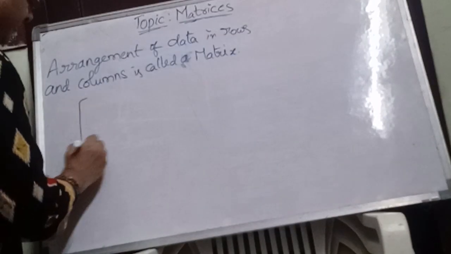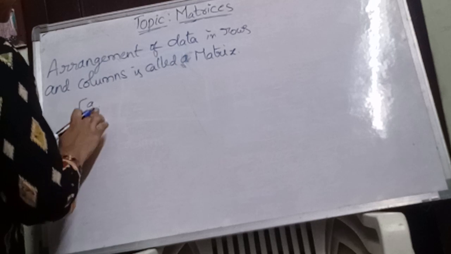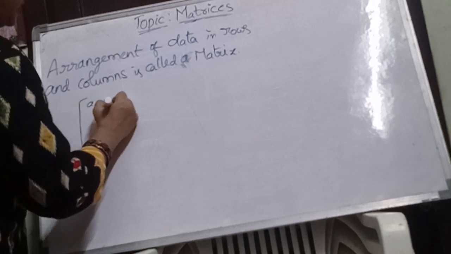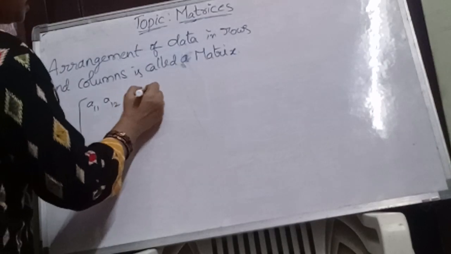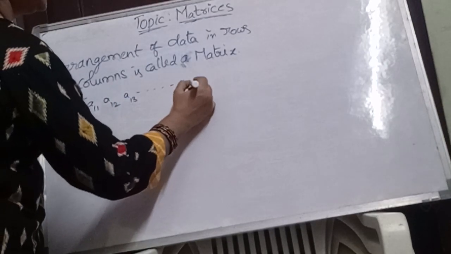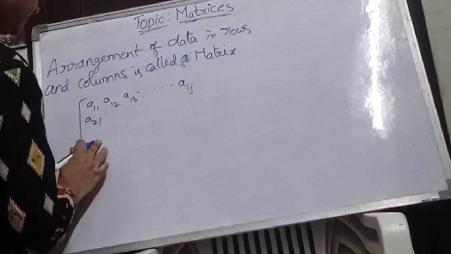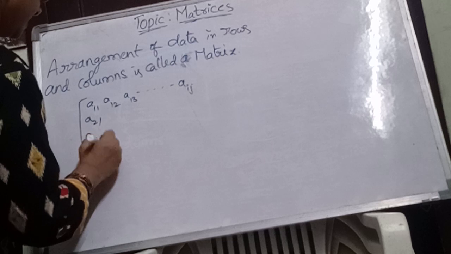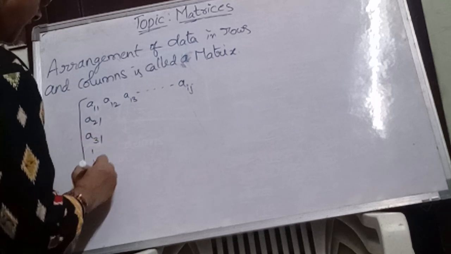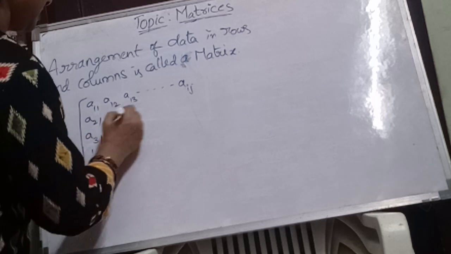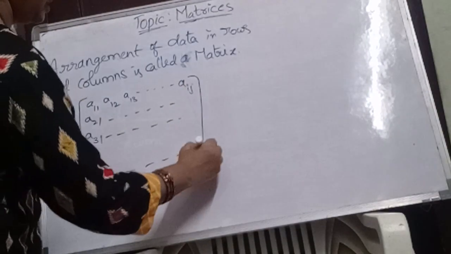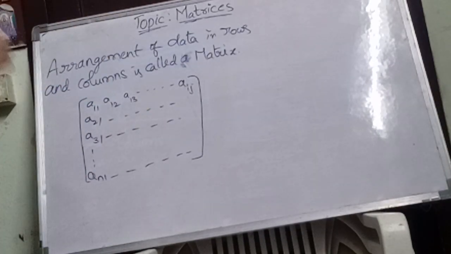And how can we indicate that? Square brackets. Let us take a letter, and here I, J, here A11, A12, A13 and so on, A I J, here A21, A31 and so on, AN1. Like this we denote the matrix.